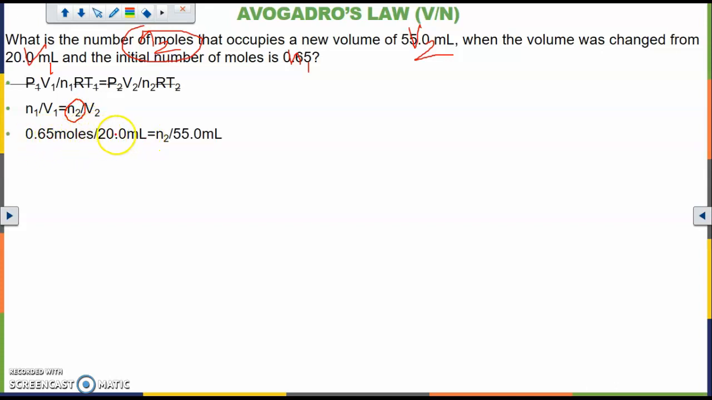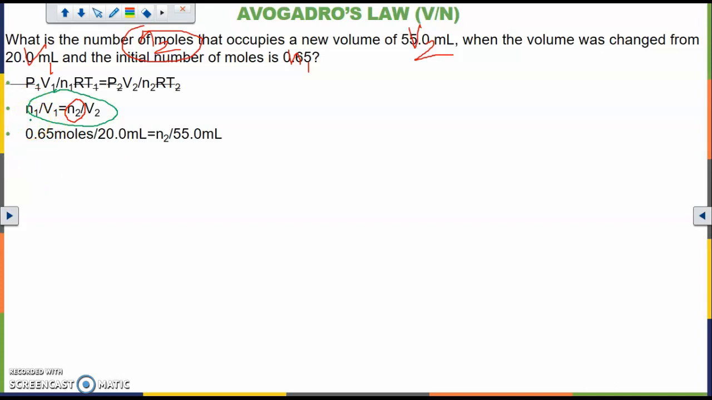0.65 moles divided by 20 times 55. So here is the equation. This is actually the equation here. Okay, maybe I should write this in green. And at this point, you should already be familiar with what you should expect. So moles and volume are on opposite sides of the fraction bar. One of them is in the numerator and the other one is in the denominator.